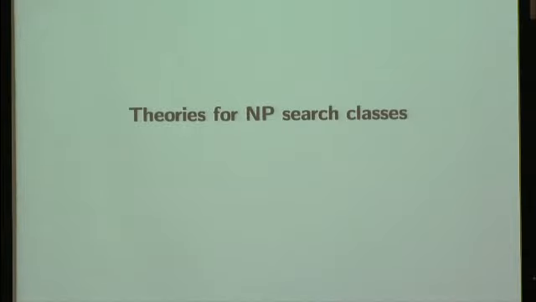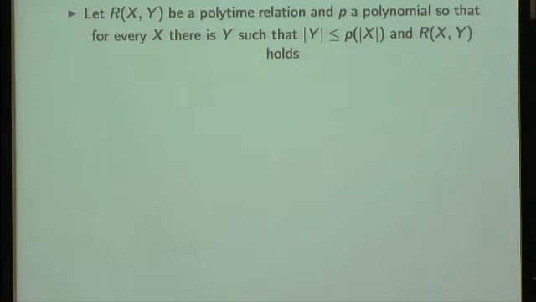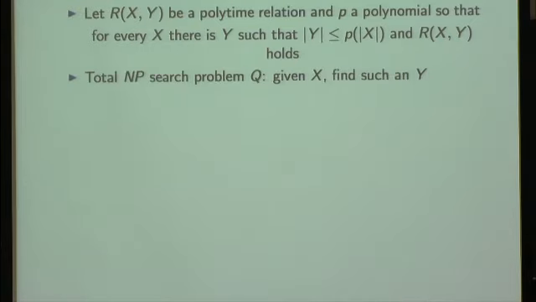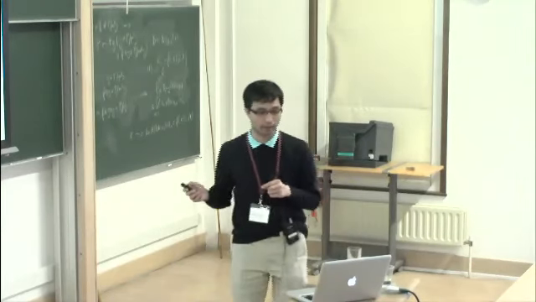Okay, so now is the second part of my talk. This is developing theory for NP search classes. We have seen NP search classes in Sam's talks, so again, let me just recall. For a polytime relation R and a polynomial p, such that for every x there is a y that is polybounded in length and that makes R true, given such a relation, we can define a search problem which is total: given x, find such a y.